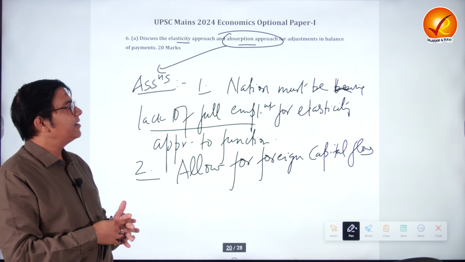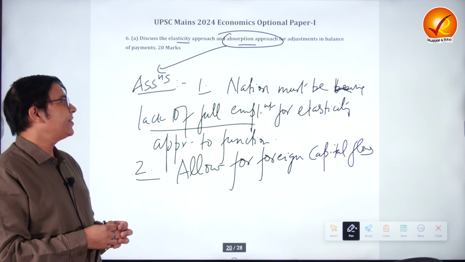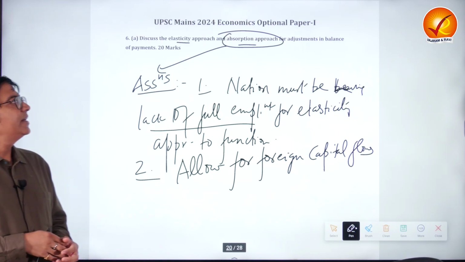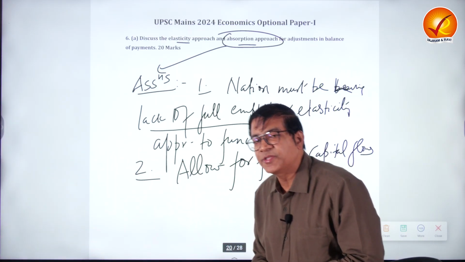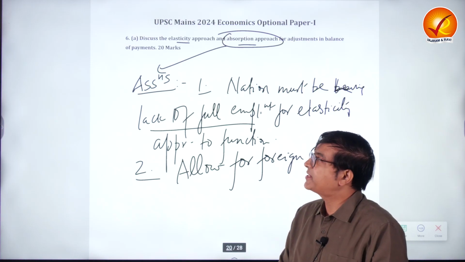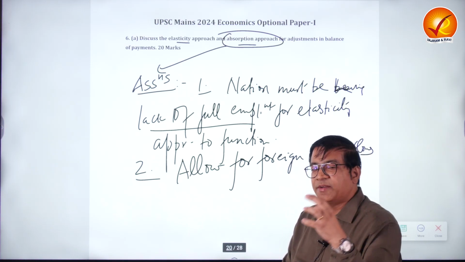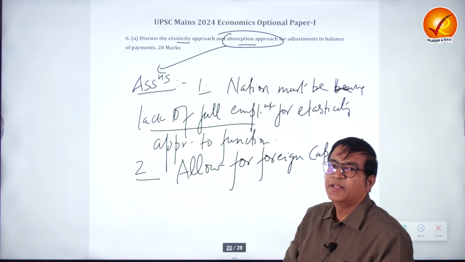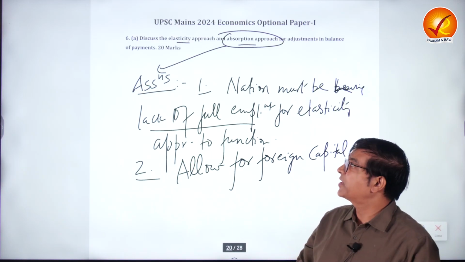I don't feel you will be able to draw many graphs. The only way you can bring a graph in here is through the J-curve approach. The J-curve approach is also linked to the elasticity approach in a way, which says that initially when the currency is depreciating, the trade deficit increases, but at a later point of time it decreases. So within the elasticity approach, there can be more than one way of looking at it.